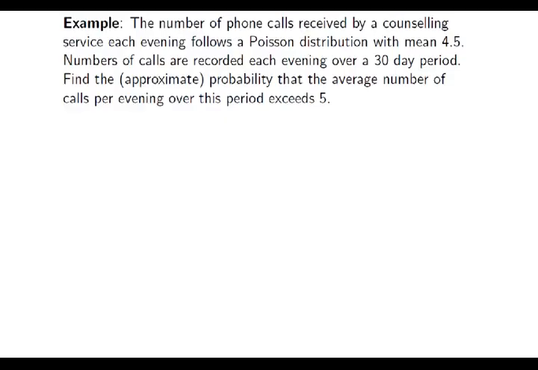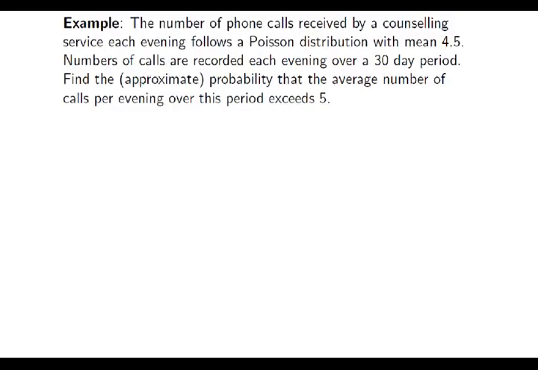Let us apply what we learned about central limit theorem to this example. The number of phone calls received by a counseling service each evening follows a Poisson distribution with mean 4.5. Number of calls are recorded each evening over a 30-day period, and find the approximate probability that the average number of calls per evening over this period exceeds 5.